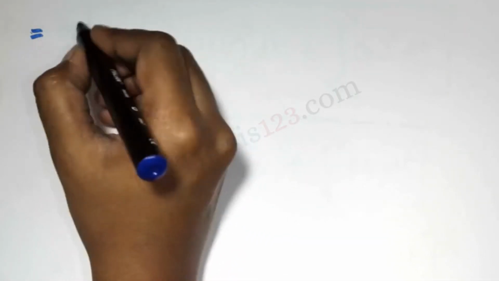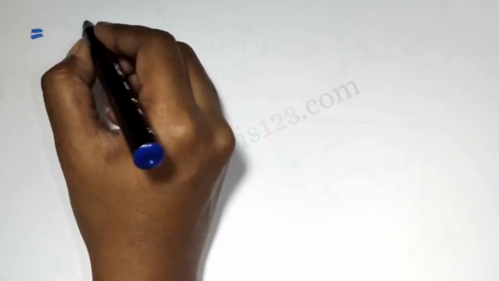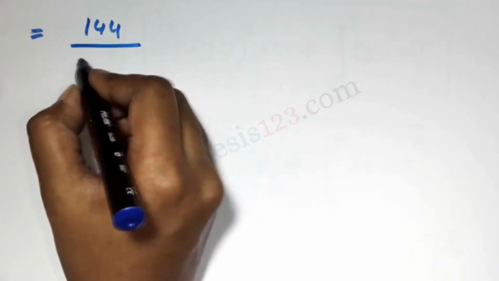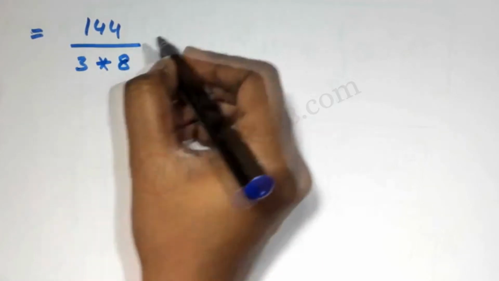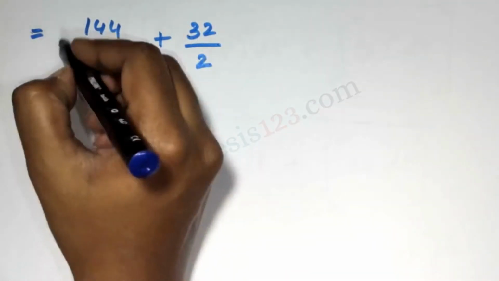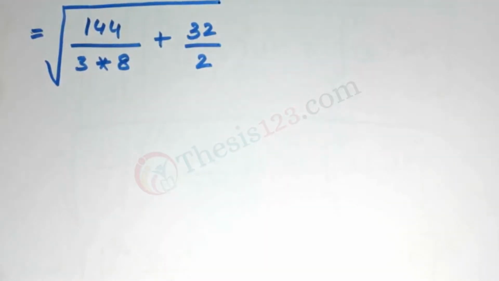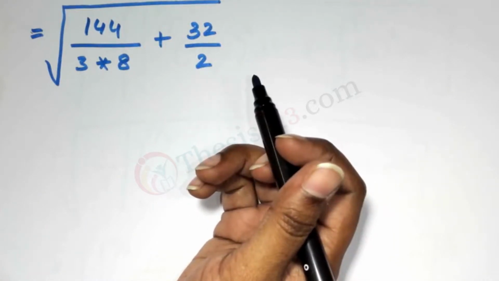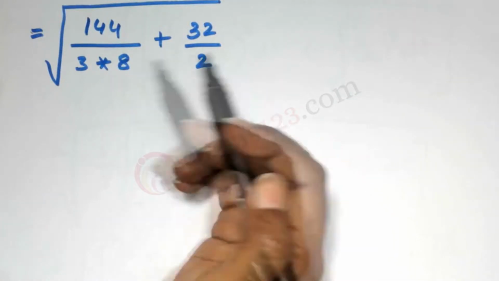Okay, so we will now have 144 by 3 times 8 plus 32 by 2 under root. So what we have in the previous step over here, we just substitute and then the t's cancel out. So I'll leave that step to you. I'll let you work on that.